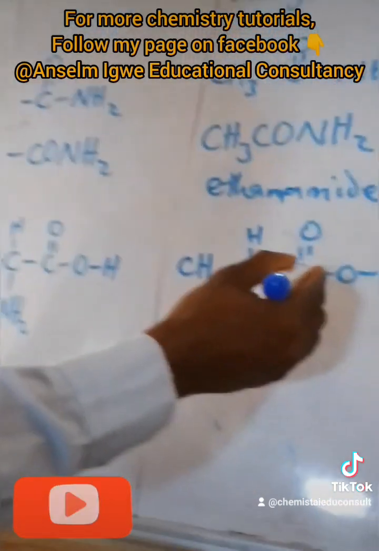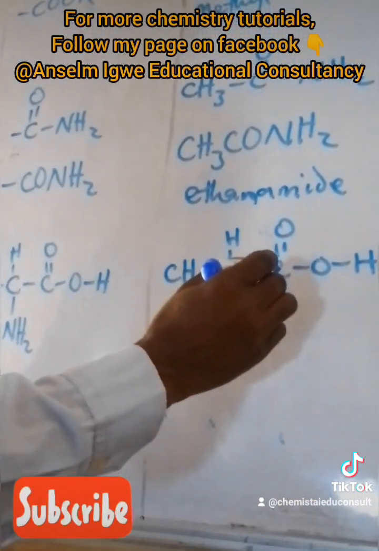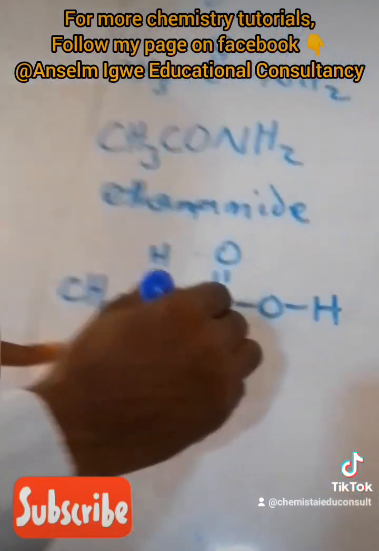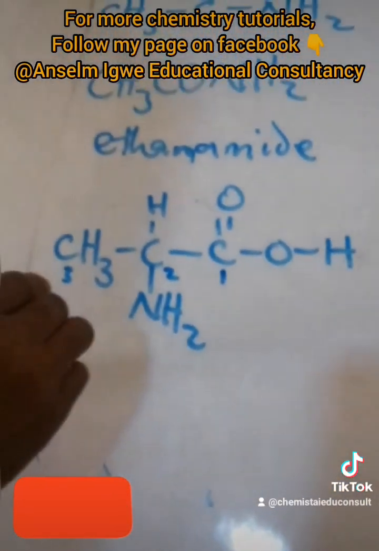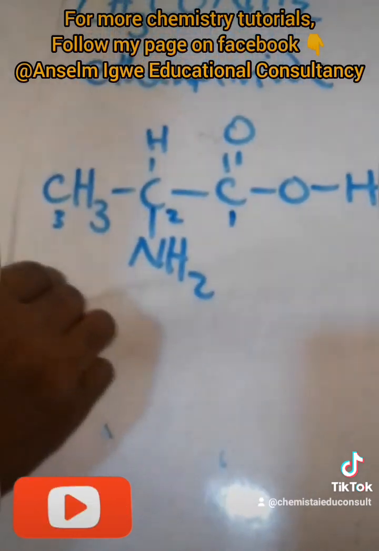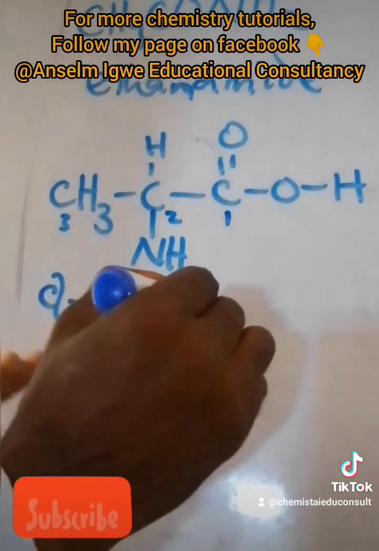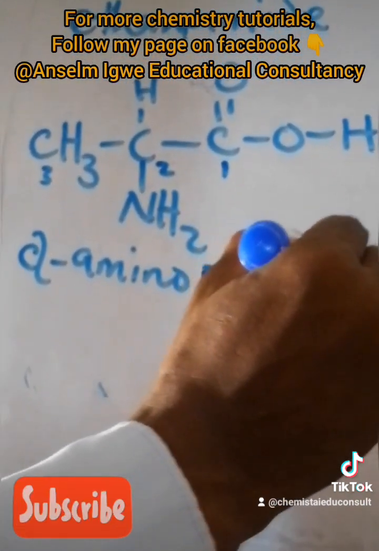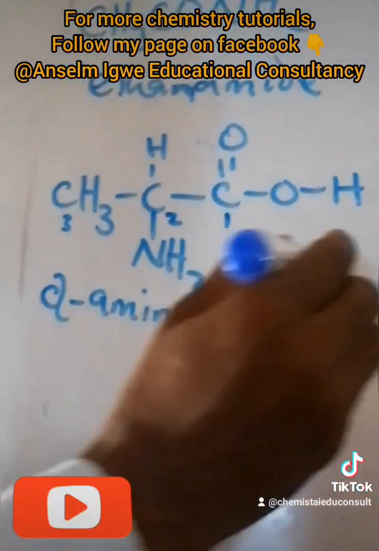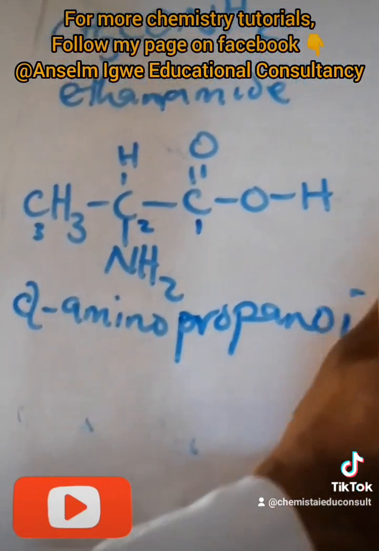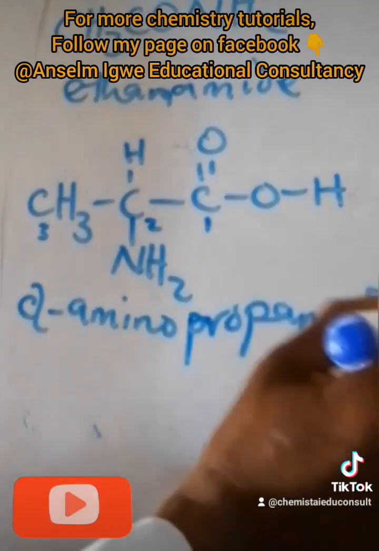So what is the name of this? There are 3 carbon atoms, but this is number 1, this is number 2, this is number 3. You can call this alpha amino, because this is the alpha carbon, close to the carbonyl carbon. Alpha amino, 3 carbon atoms, propane, but this is not actually propane. You remove E and put oic acid. So the name is alpha amino propanoic acid.